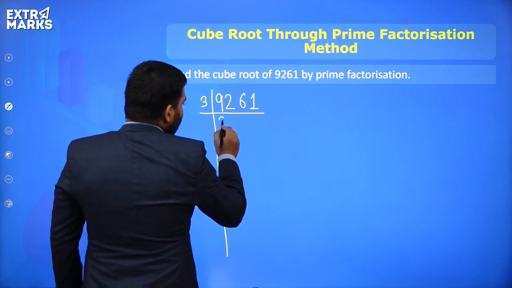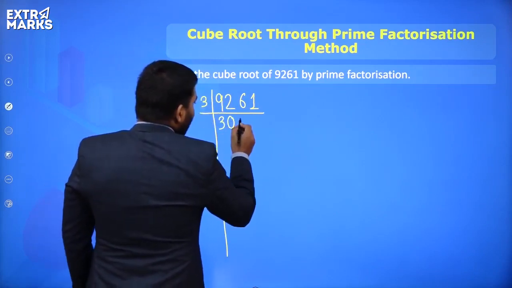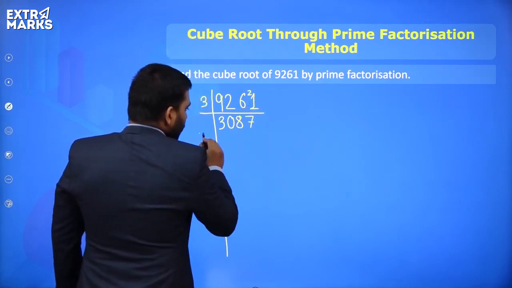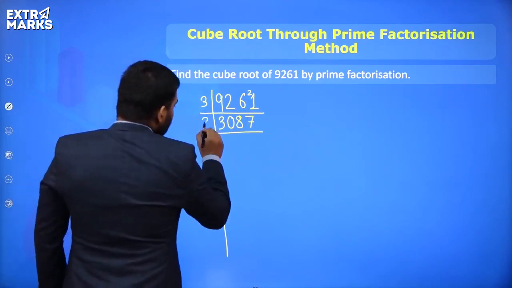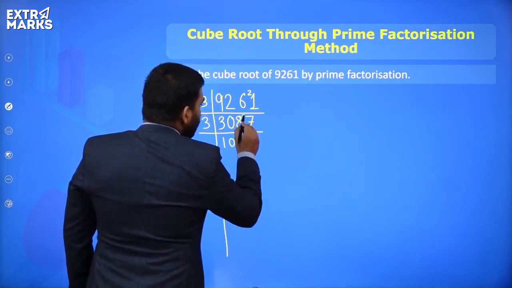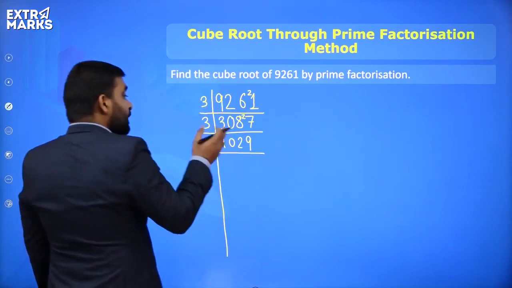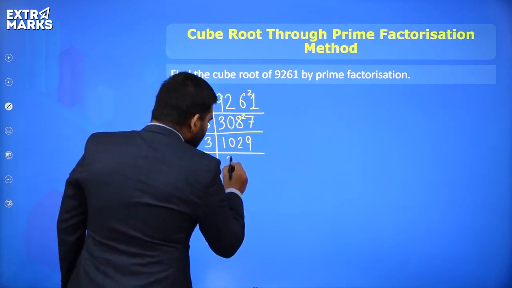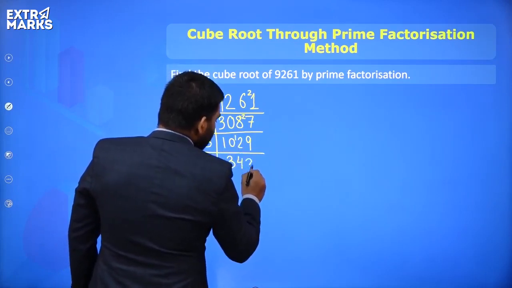So 3 times 3 is 9, 3 times 0, 3 8s are 24, carry 2, 3 7s are 21. Now everyone, again this number is divisible by 3. So 3 10s are 30, 3 2s are 6, carry 2, 3 9s are 27. Now everyone, is this number divisible by 3? You'll say, yes sir. So see, 3 3s are 9, 3 4s are 12, 3 3s are 9.